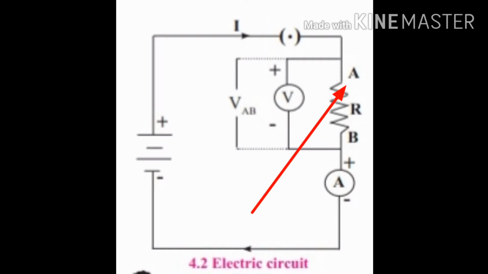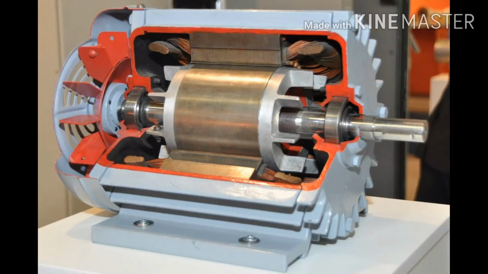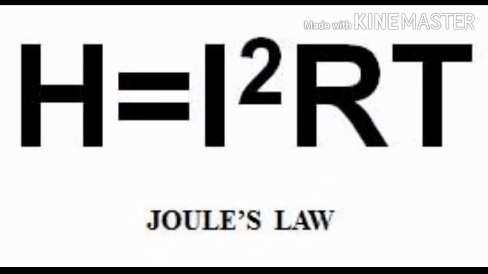If the wire AB of resistance R is connected in a circuit, the cell provides energy. This energy provided by the cell to the resistor gets converted into heat energy, because of which the temperature of the resistor is increased. If in the circuit the resistor is replaced by a motor, then the energy provided by the cell gets converted into mechanical energy. The heat energy produced in the resistor can be calculated by the formula H is equal to I square into R into T, which is also called Joule's law of heating. So remember the formula H is equal to I square R T.